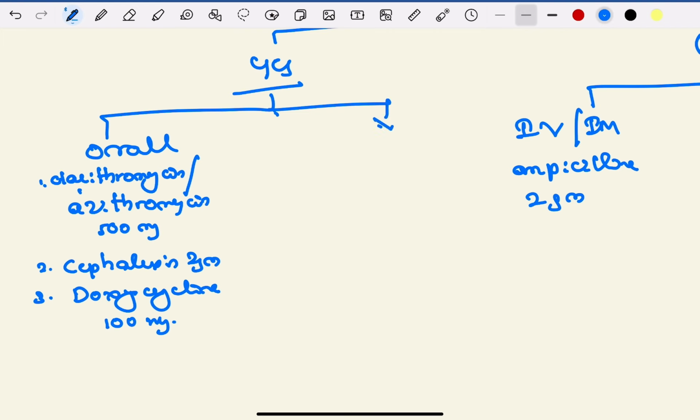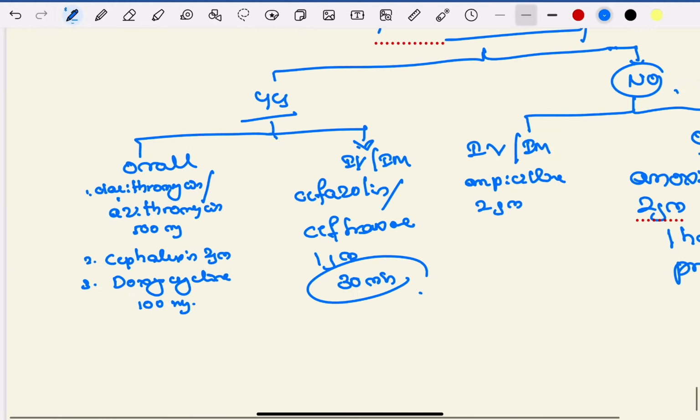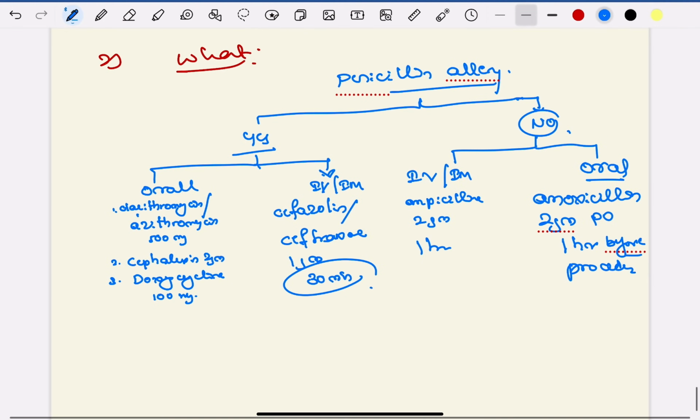When the patient is allergic to penicillin and not able to take orally, you have to give IV or IM. So what drug should be used? For that you have to know this drug, cefazolin. You can use cefazolin or you can use ceftriaxone. How much? Here it is 1 gram, IV or IM, and here it is 30 minutes before the procedure. The only difference is here it is 30 minutes. The rest of the drugs have to be used 1 hour before.